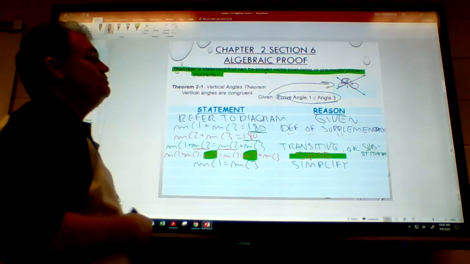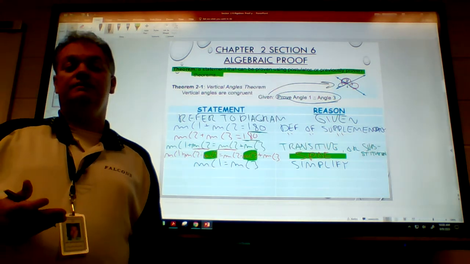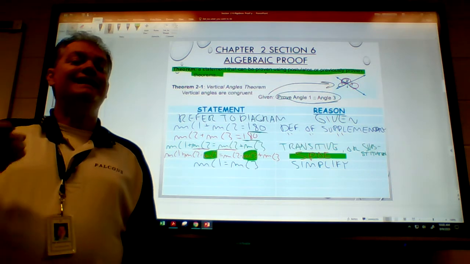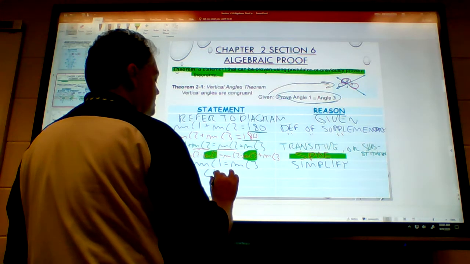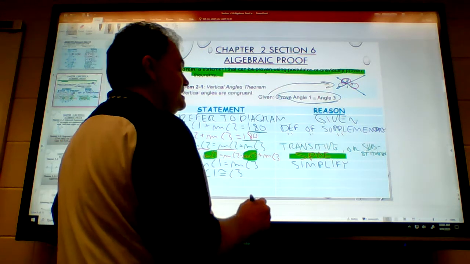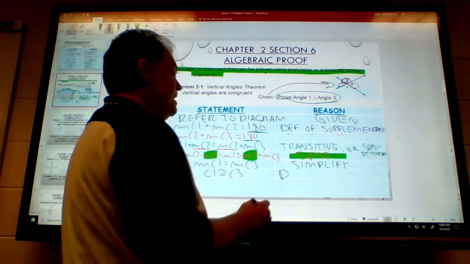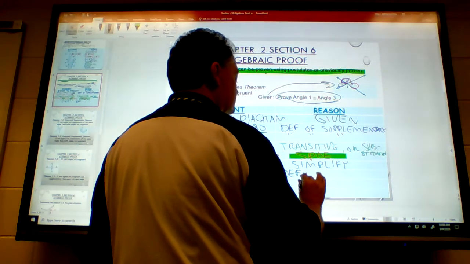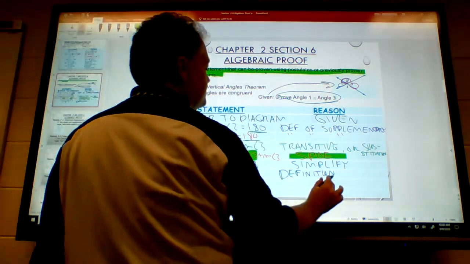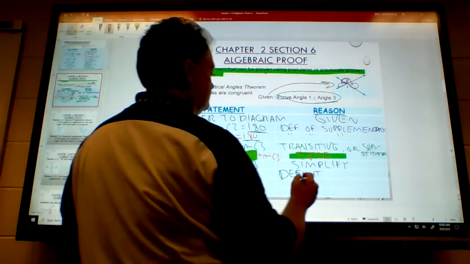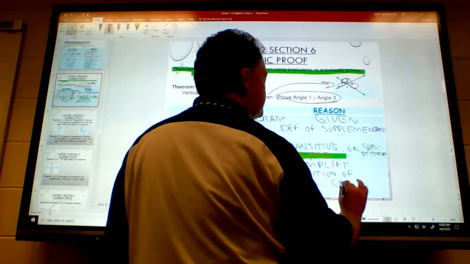Okay. I'm asked to prove that angle 1 is congruent to angle 3. All I've proven is that their measures are equal. But once their measures are equal, I can then state that the angles are congruent. So my last step here is to state that angle 1 is congruent to angle 3. But the reason is what was discussed in section 2.5, by definition. Let me rewrite that. Hold on. Sometimes it doesn't always cooperate. Definition of congruence.